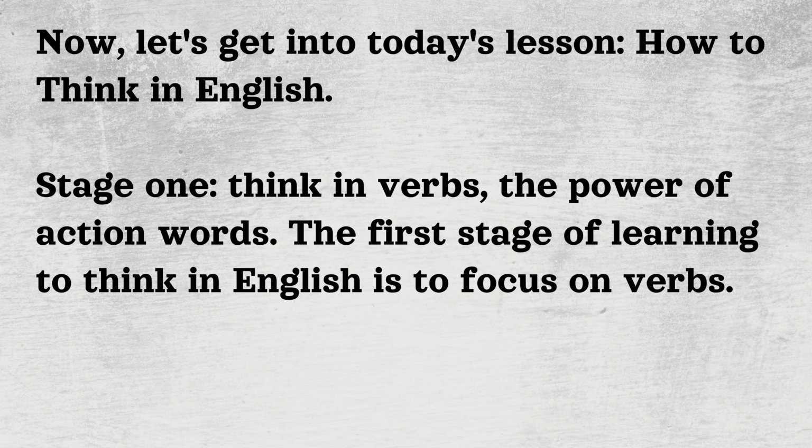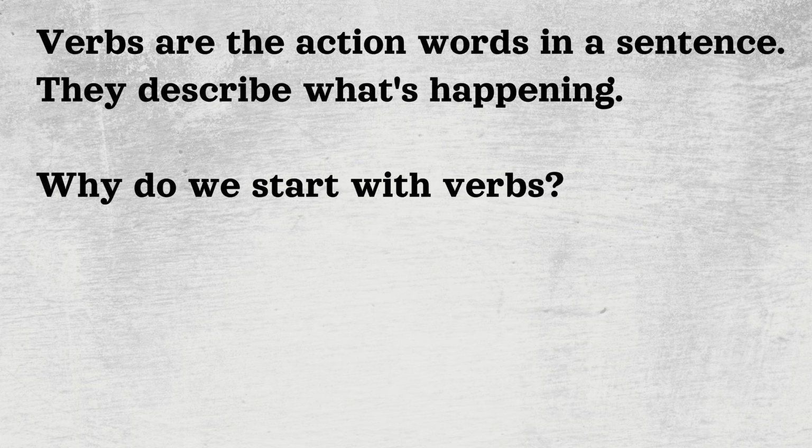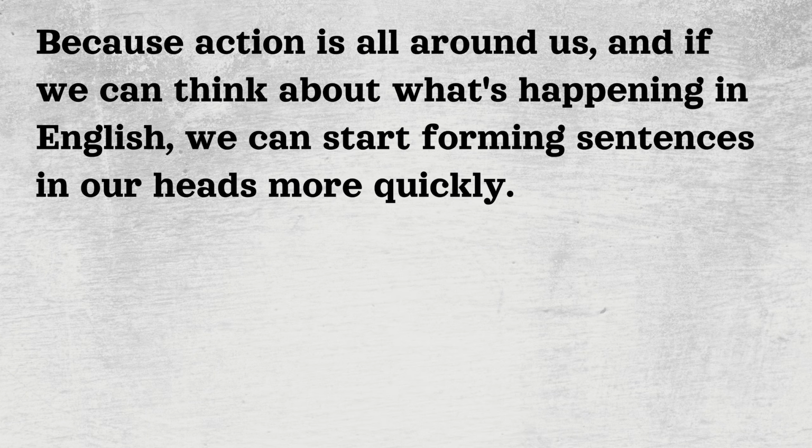Now, let's get into today's lesson: how to think in English. Stage 1. Think in verbs, the power of action words. The first stage of learning to think in English is to focus on verbs. Verbs are the action words in a sentence. They describe what's happening. Why do we start with verbs? Because action is all around us, and if we can think about what's happening in English, we can start forming sentences in our heads more quickly.